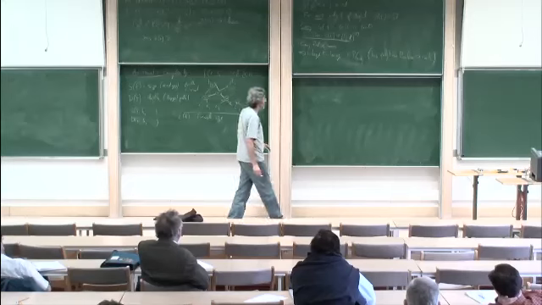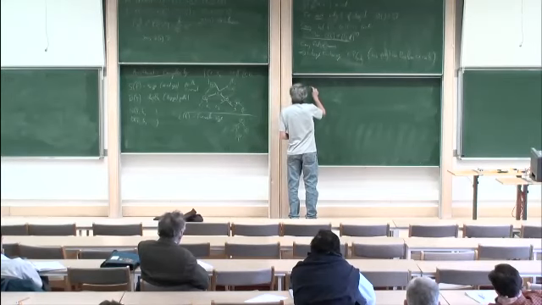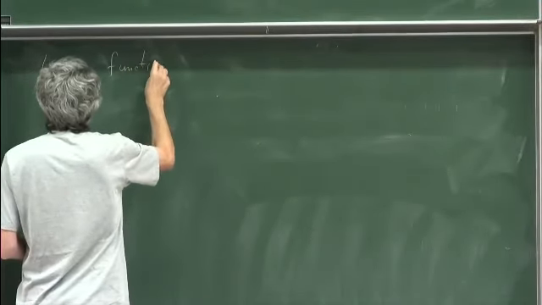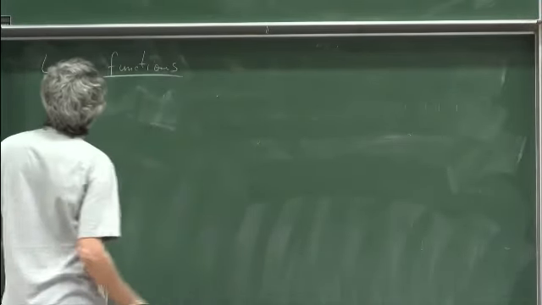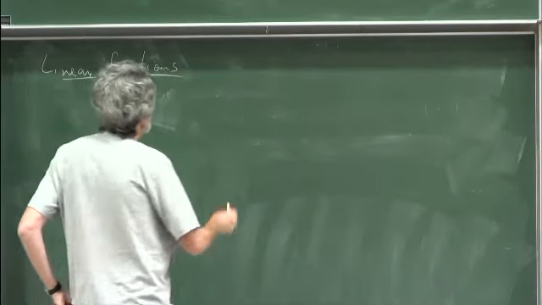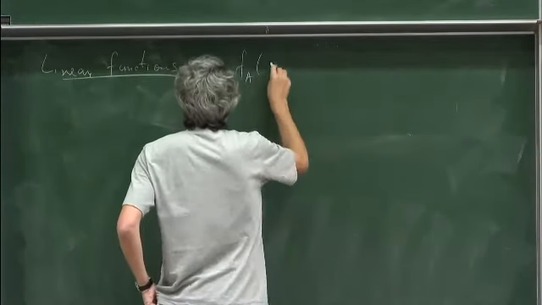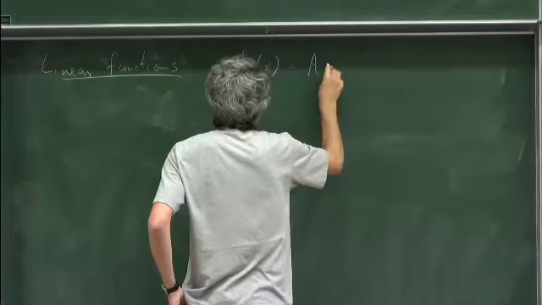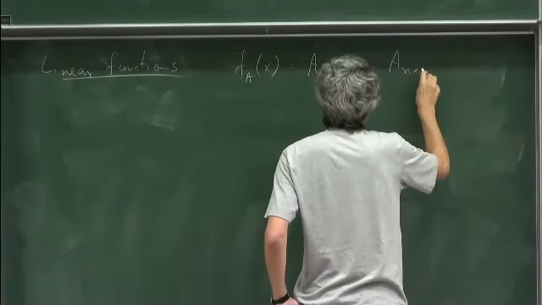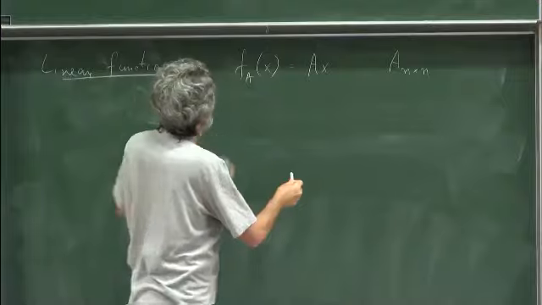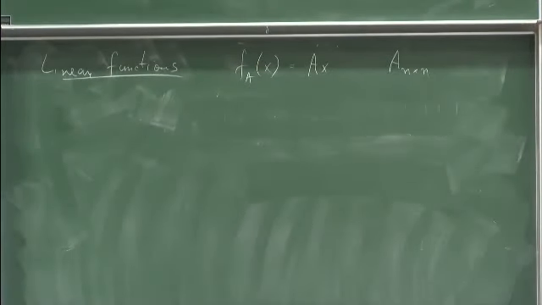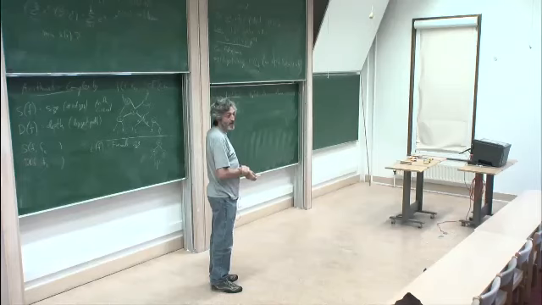So first I want to talk about just linear functions. What do I mean by linear functions? I mean just computing a matrix vector product. So f_A of x is just A times x. If A is an n by n matrix, then this is really a family of functions, n functions, all the outputs of this matrix vector product.